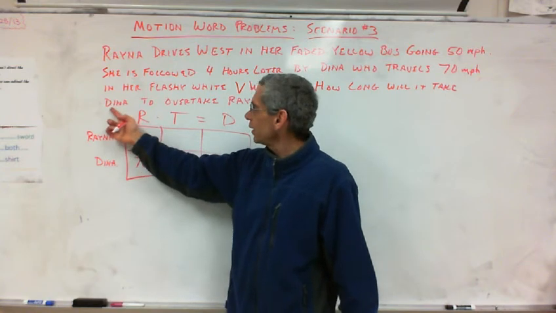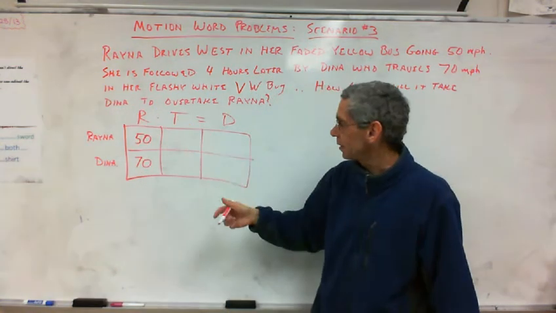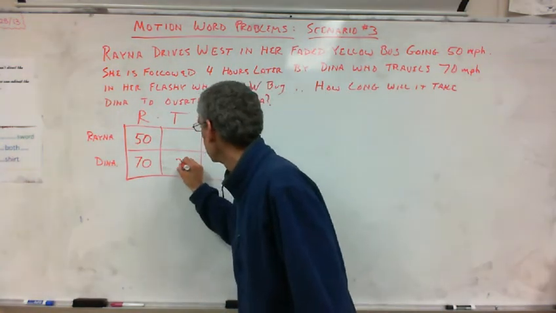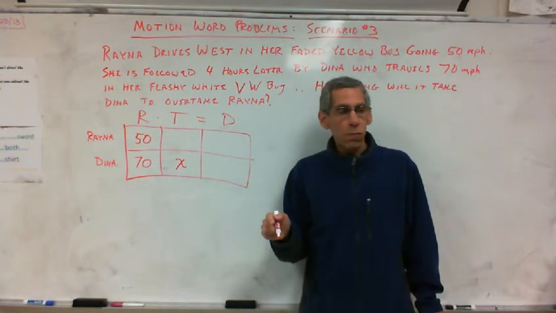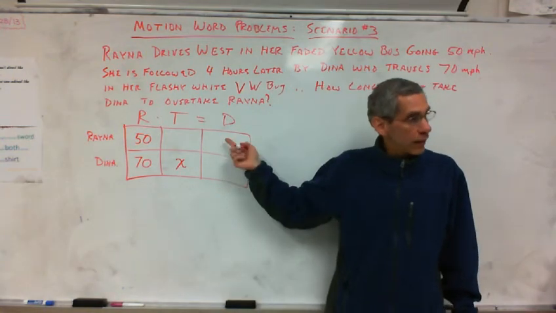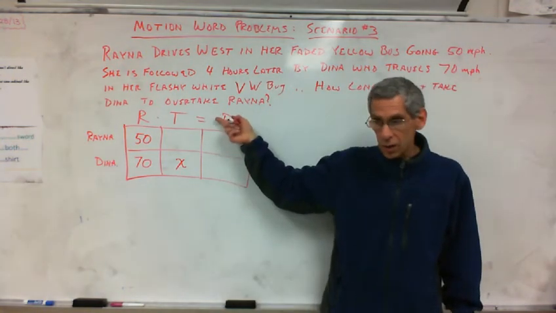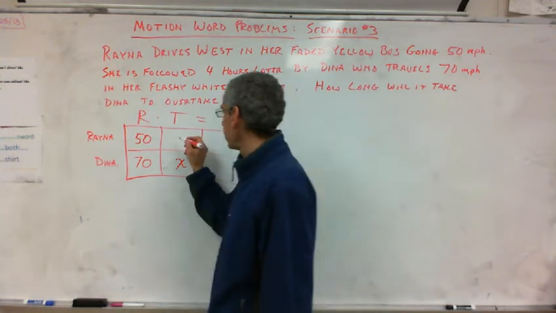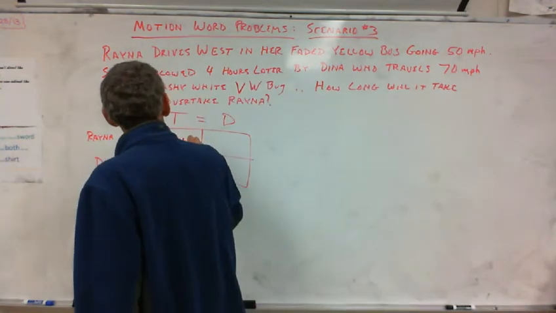Okay. So when it's saying we're wanting to see how long it takes Dina, let's make Dina x. And Raina is x plus 4. Would you guys agree with me that Raina traveled for 4 hours longer? Yes. So it would be x plus 4. Correct. So you're going to do x plus 4.